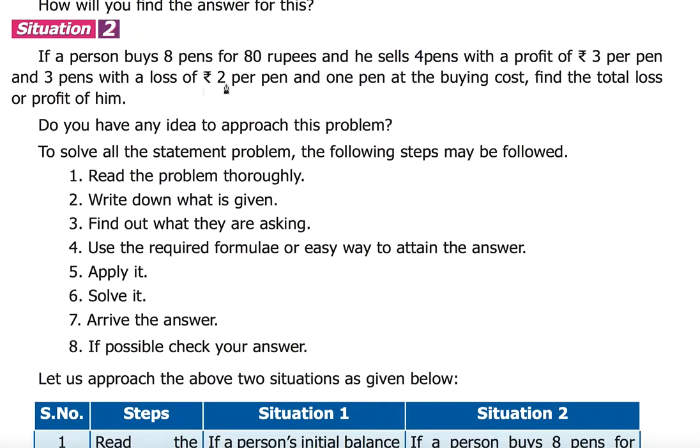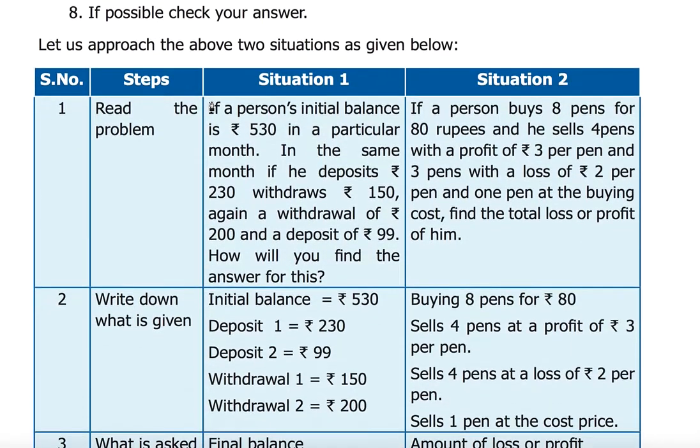And 3 pens with a loss of 2 rupees per pen. Okay, that means 8 rupees, 24. Okay. 24 plus 42, 66. Okay. And 1 pen at buying cost. That means 10, 76. Okay. Total loss is 4 rupees. 80 minus 76 gives you 4 rupees.